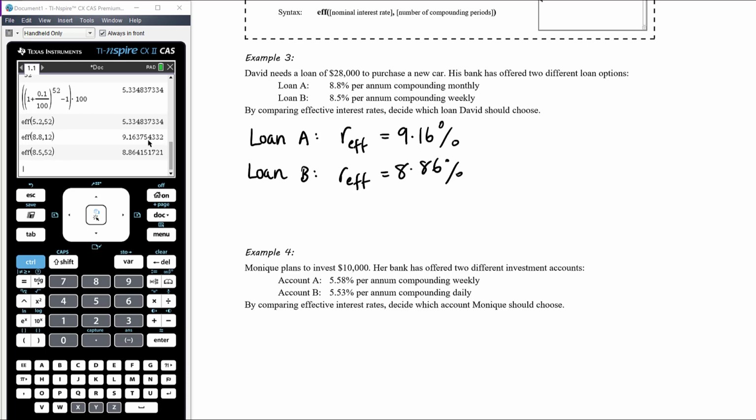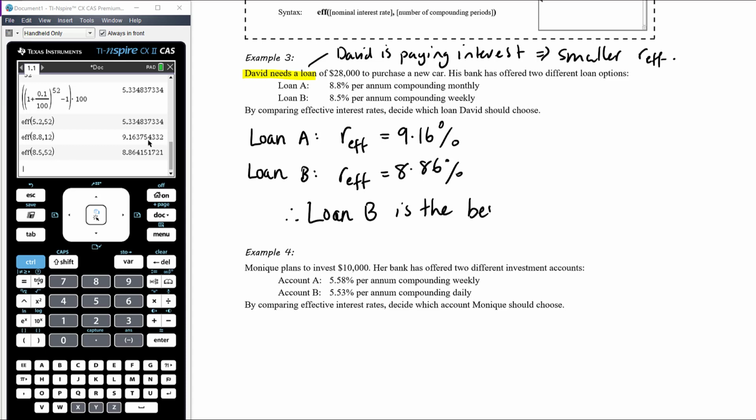Okay, so this is a loan. So David is paying interest. So therefore, he wants to minimize interest. So this means that we're going to want the smaller effective interest rate. Okay. So therefore, in this case, Loan B is the better option. So Loan B is the best option for David. Practically over the life of the loan, he will end up paying 8.86% interest per annum as opposed to 9.16% with the previous calculation.